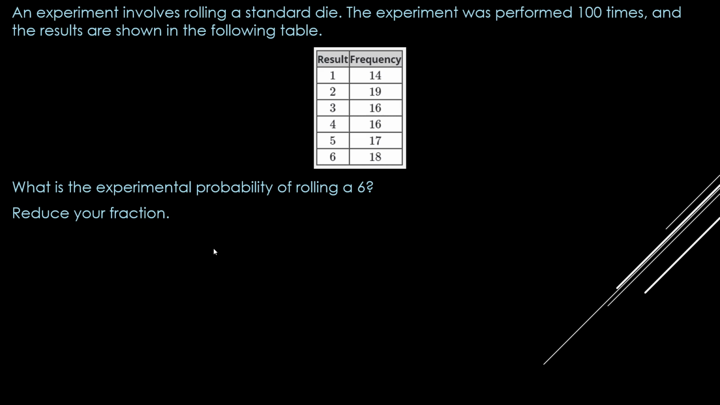Exam review, reviewing all that probability good stuff. First question says that an experiment involves rolling a standard die. This experiment was performed 100 times and the results are shown in the following table. The question is asking us what is the experimental probability of rolling a 6. So I want to know, well, what's the chance of me rolling a 6?